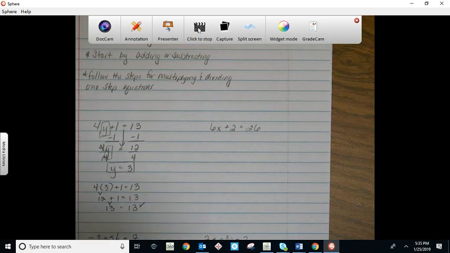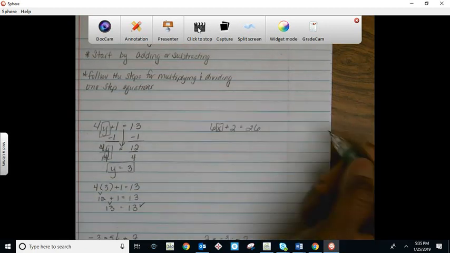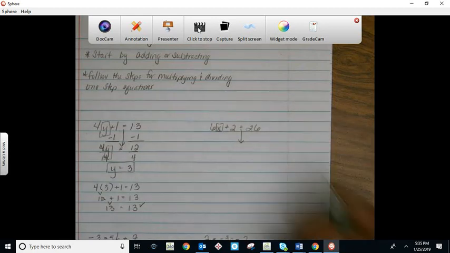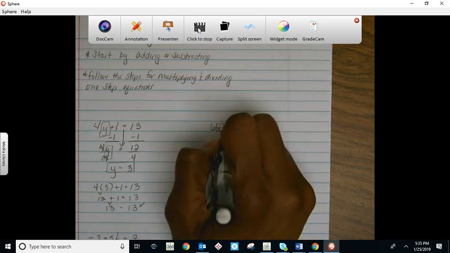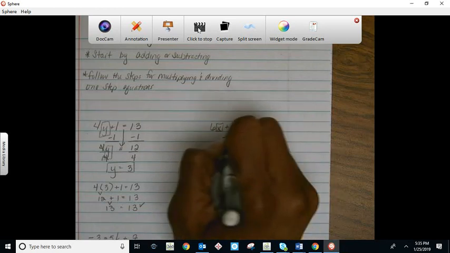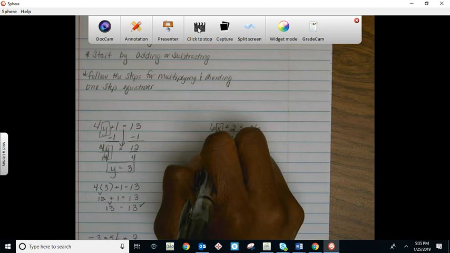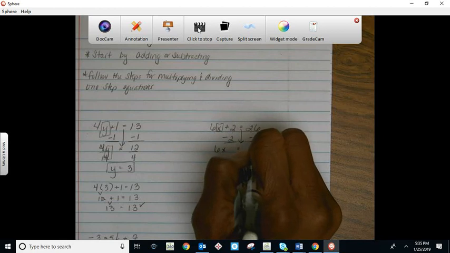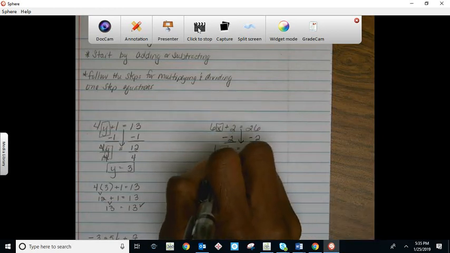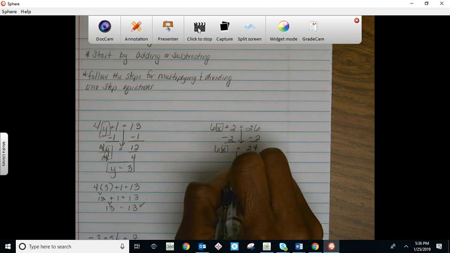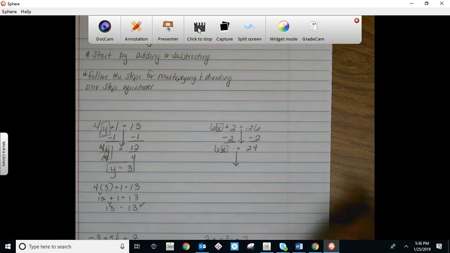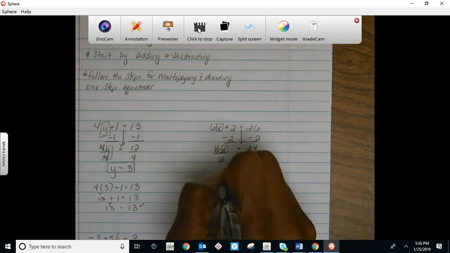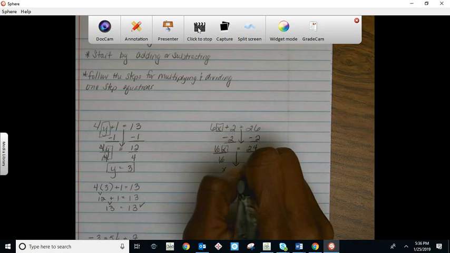Alright, so let's do this one. Here's my variable. There's my two sides. I'm going to add or subtract first. So this is saying 6x plus 2. Let me go ahead and get rid of this. And I have 6x equals 26 minus 2, which is 24. Okay, still finding my variable. 6x equals 24. So I'm going to divide both sides by 6. Those cancel out. So now I have x is equal to 4, because 24 divided by 6 is 4.